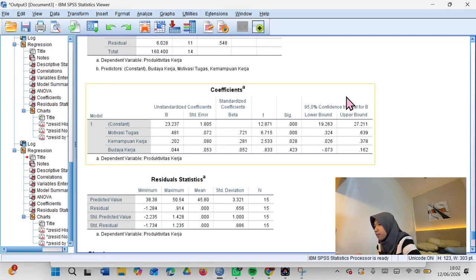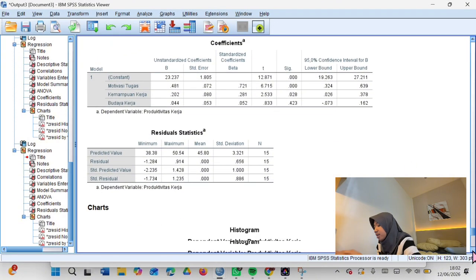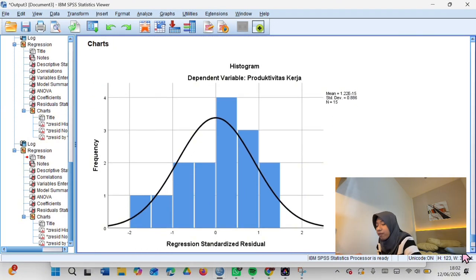This is the histogram. It shows that the standardized residuals form a pattern that is close to a normal distribution, often called a bell-shaped curve. Most of the data is concentrated around the center and is distributed relatively evenly on both sides.